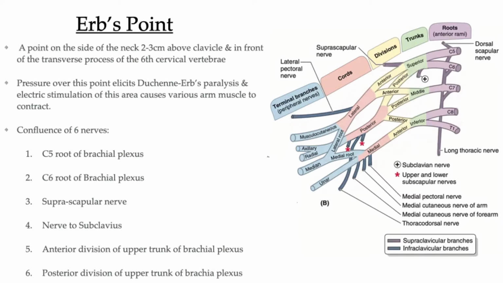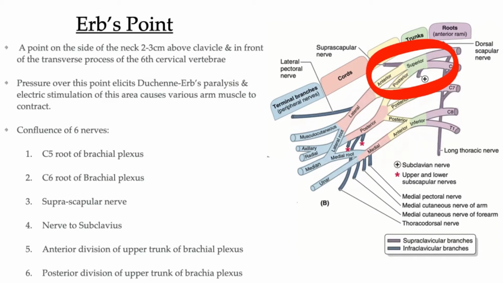Before that, let us talk about a very important anatomical point, which is Erb's point. Now, in the illustration on the right side, you can see this is the site which is called as Erb's point. Erb's point is located on the side of the neck 2 to 3 centimeters above the clavicle and in front of the transverse process of sixth cervical vertebrae. Any pressure over this point may elicit the condition called as Duchenne-Erb's paralysis, or even electrical stimulation of this area may cause the muscles of the arm to contract.